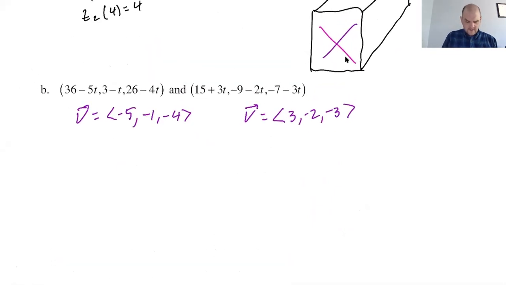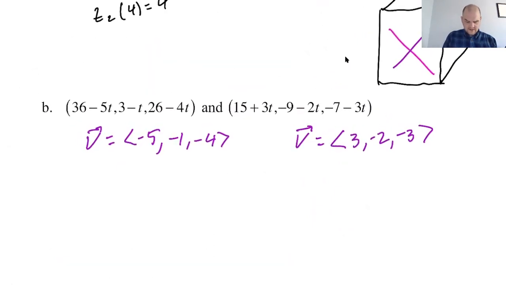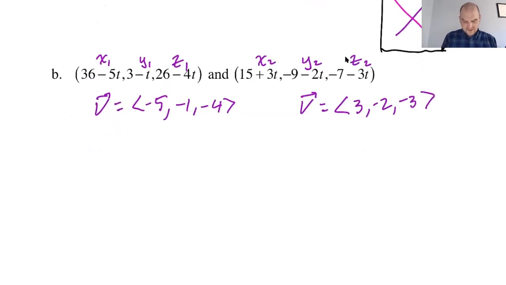So I'm going to define these things, or at least make it clear. x1, y1, z1, x2, y2, z2. I feel like a good set of notes would make these skew. So let's find out if these are actually skew. I feel like they should be.